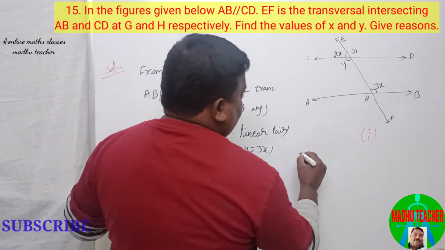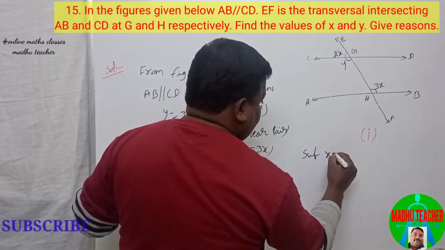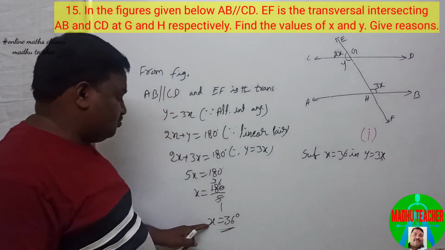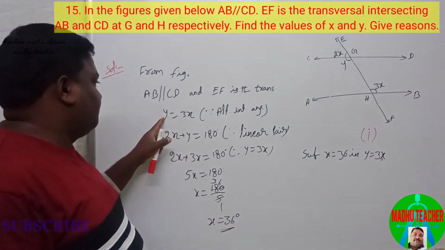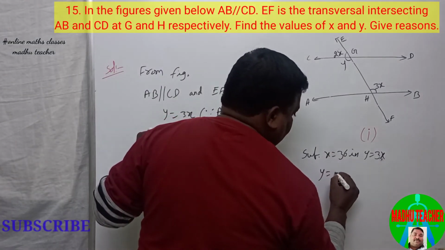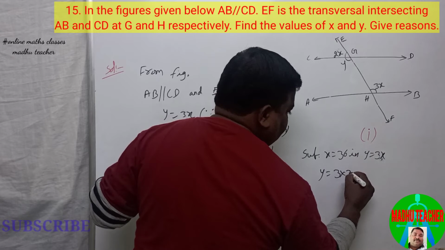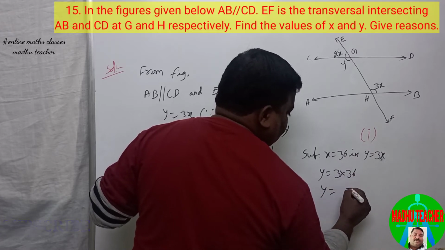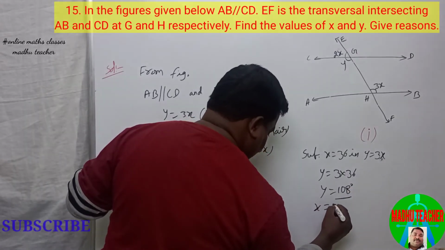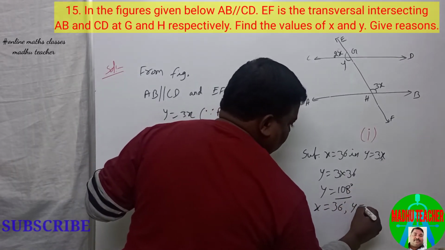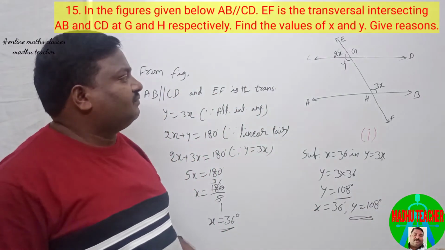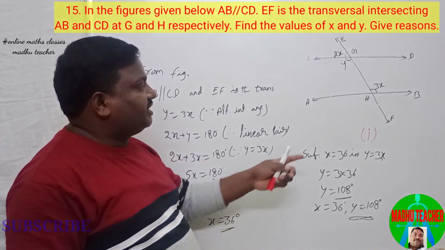Next, substitute x equal to 36 in y equal to 3x. y equal to 3 into 36. 3 sixes are 18, 3 threes are 9 plus 1, 10, so 108 degrees. That is x equal to 36 and y equal to 108 degrees. This is the first one. Next, the second one.